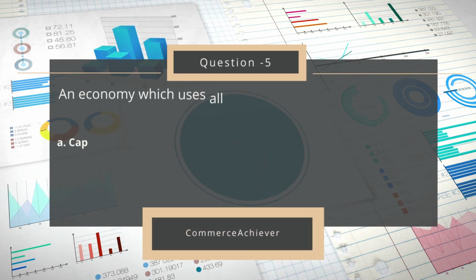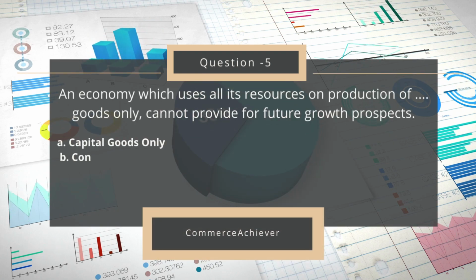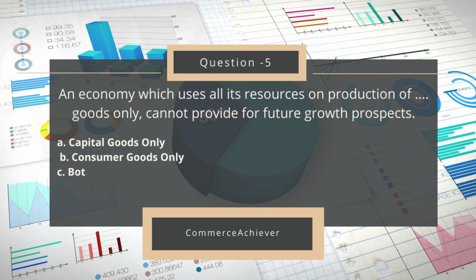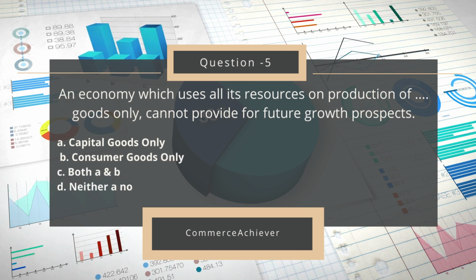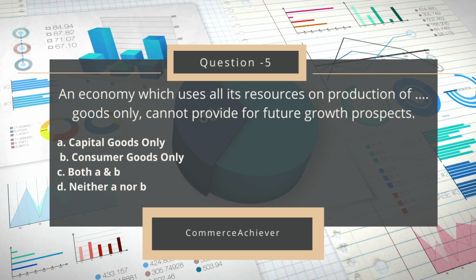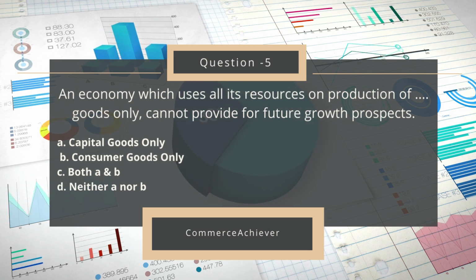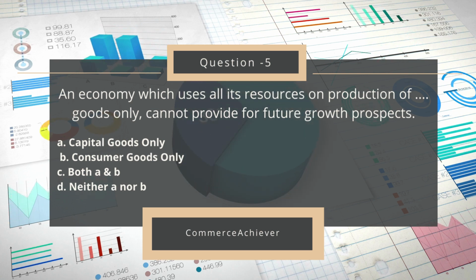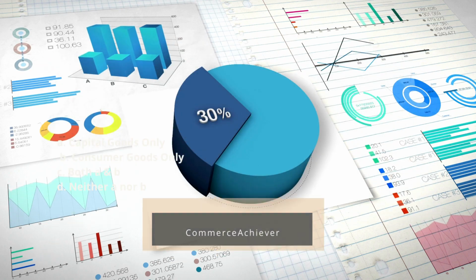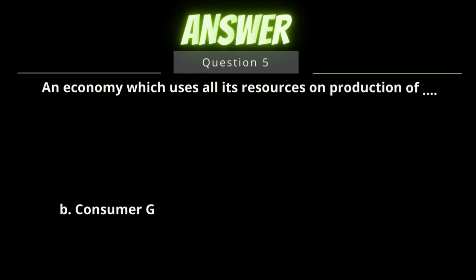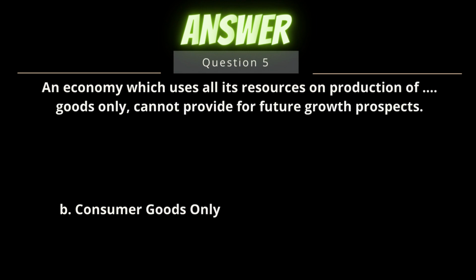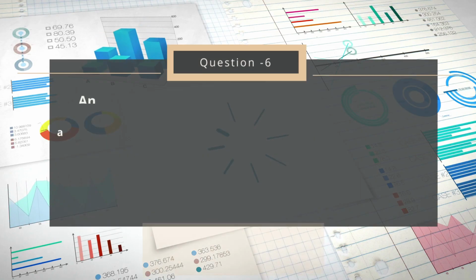Switch to the next question, number 5. An economy which uses all of its resources on production of dash goods only cannot provide for the future growth prospect. A. Capital goods only, B. Consumer goods only, C. Both A and B, D. Neither A nor B. The answer is B, consumer goods only. An economy which uses all its resources on production of consumer goods only cannot provide for future growth prospects. So the answer is B, consumer goods only.